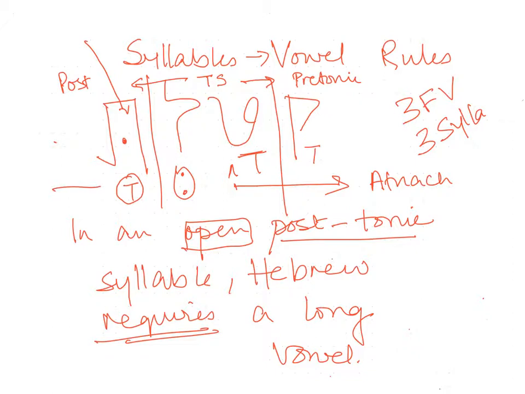And an open post-tonic requires you to have a long vowel. Is kametz a long vowel? The answer is yes. Okay, and that's one of the reasons why you should not expect the kametz khatuf, because kametz khatuf is a short vowel. So you should not pronounce it as an O sound. You should pronounce it as the A sound. All right, fair enough. Now, the next question is, when does the kametz khatuf occur?